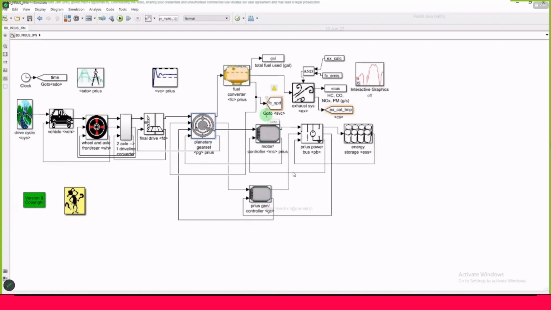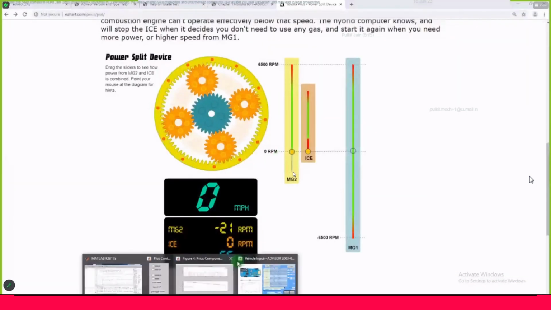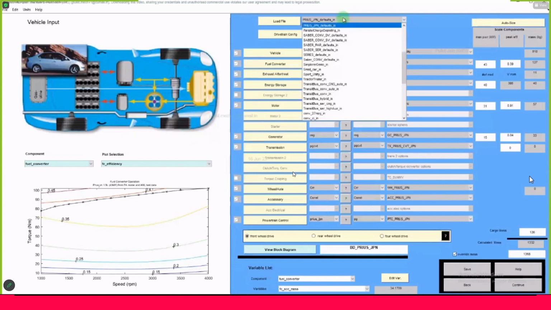Now we can see that this particular model, or this arrangement, can also be changed to a pure electric vehicle. So let's take a case of a pure electric vehicle, General Motors EV1.